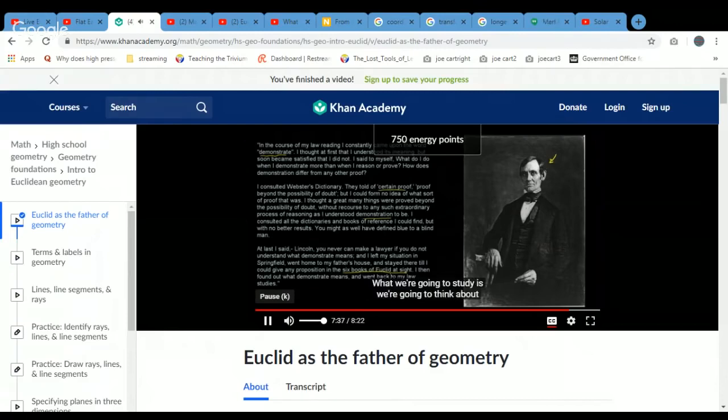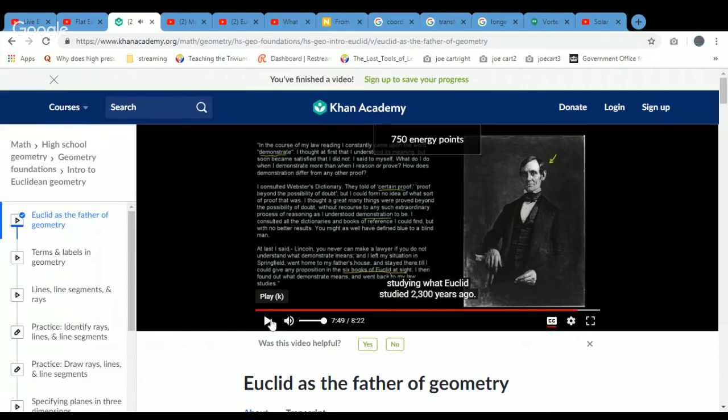What we're going to study is how do we really tightly, rigorously prove things. We're essentially going to be, in a slightly more modern form, studying what Euclid studied 2,300 years ago. And that's certainly no bendy water, you know?